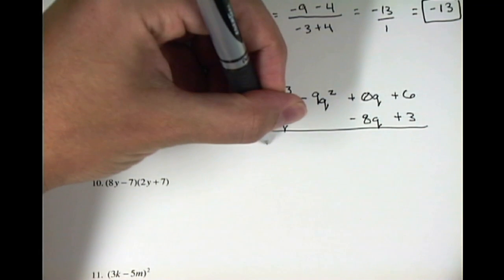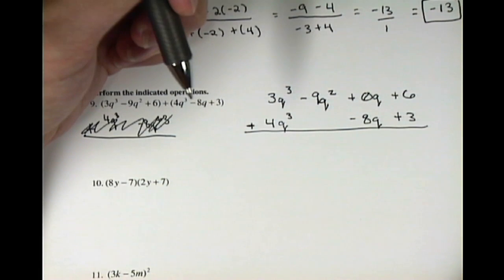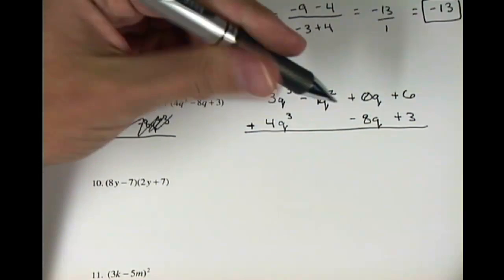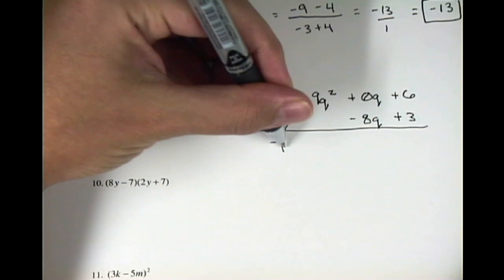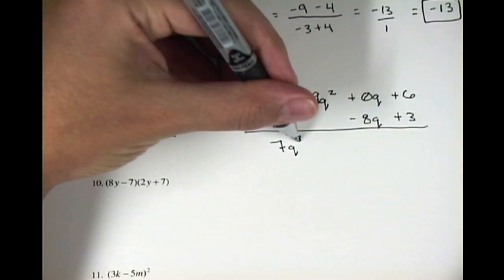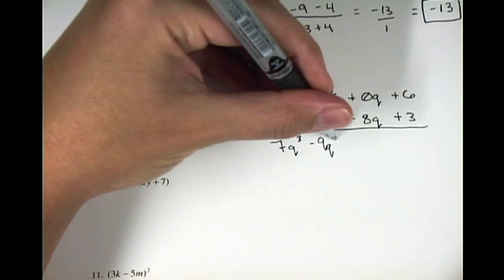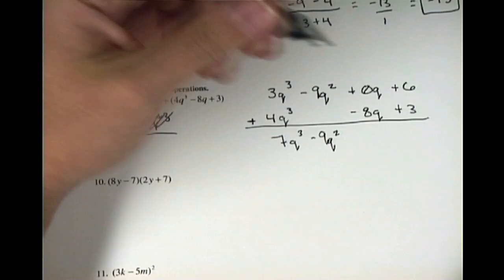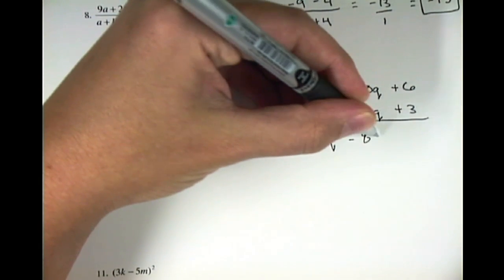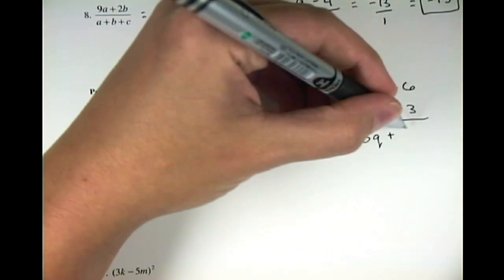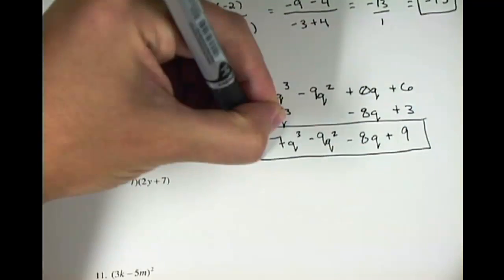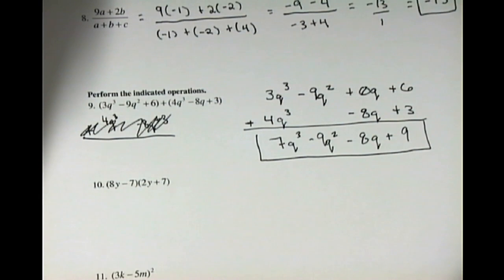And then what I'm going to do is add together the coefficients, or the numbers, and then I'm going to keep the letters. So this would be 7q cubed minus 9q squared, because he has nothing to add with, minus 8q plus 9. And then I'm done. Okay.